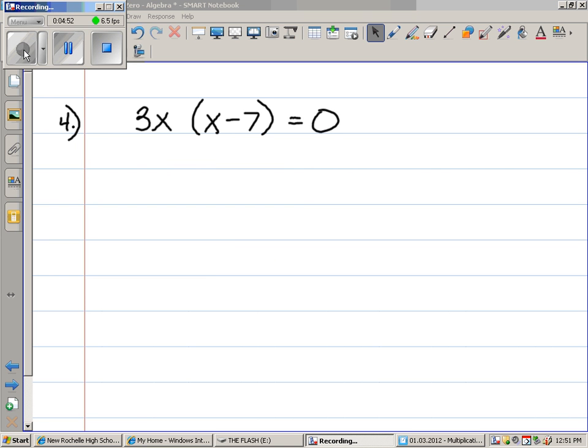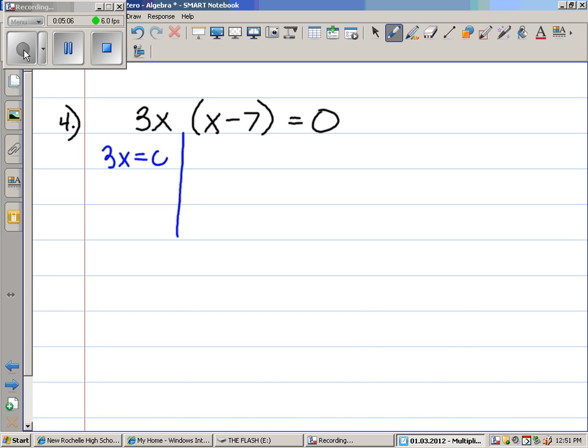Okay, let's do this. Let's check it out. You see it? What am I going to do? I'm going to draw that line down right there. I'm going to set them both equal to 0: 3x equals 0, x minus 7 equals 0. I'm going to solve them, and that's ultimately going to be my answer.